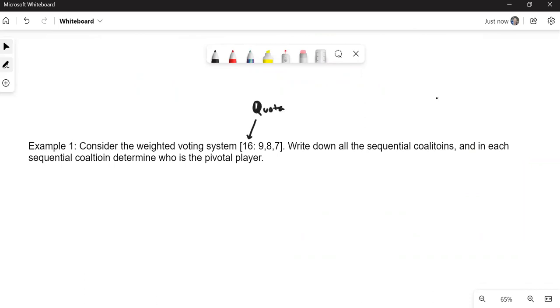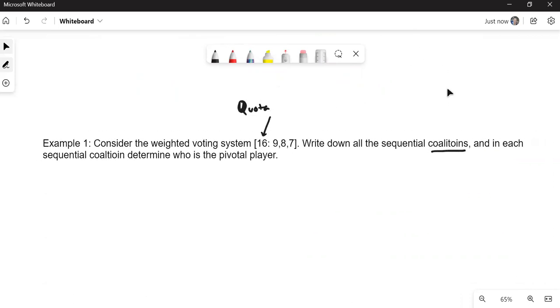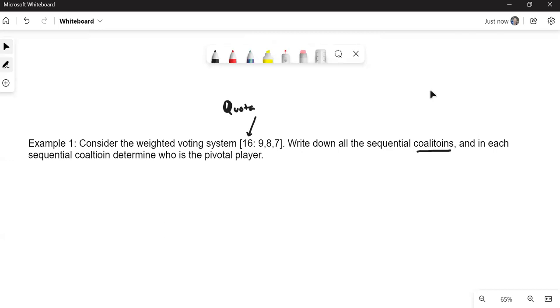And our players have weights 9, 8, and 7. Write down all the sequential coalitions. A little typo there. And in each sequential coalition, there it is again, determine who is the pivotal player. All right, so we will do that. So you see the list from above, but here we go.